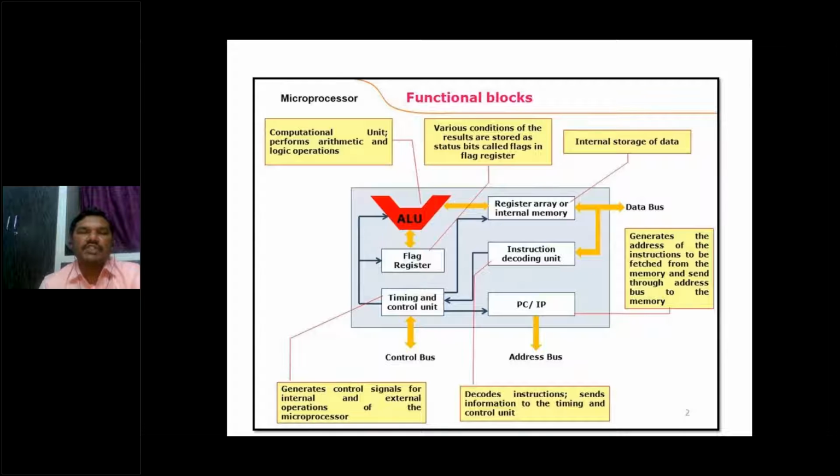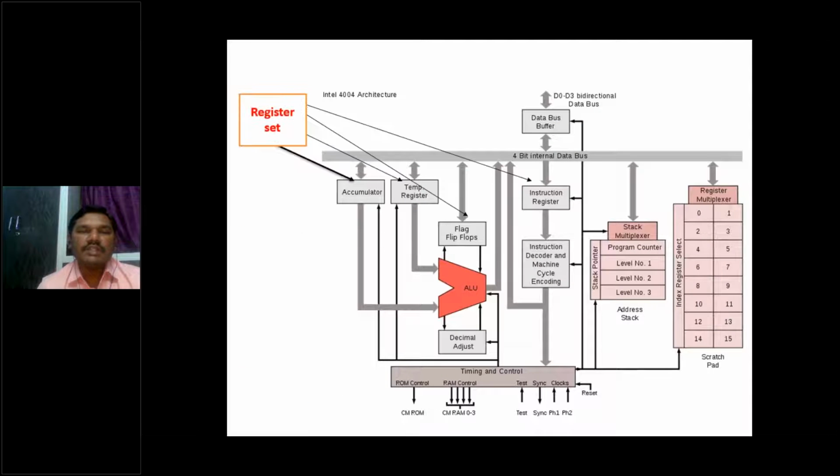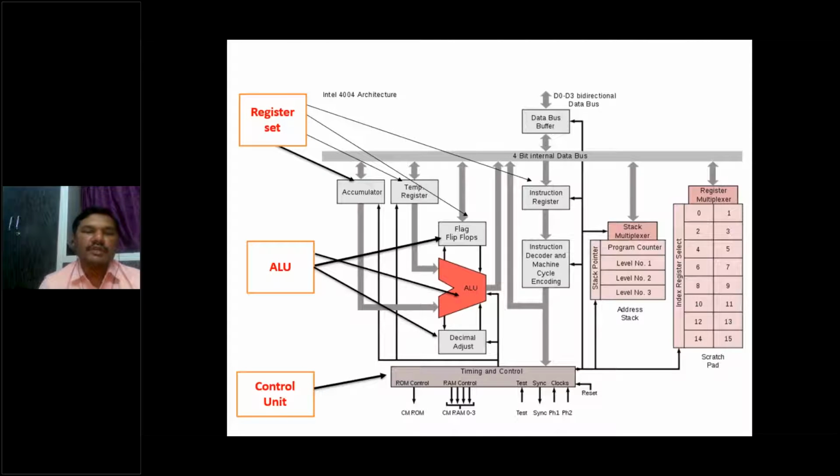And this is the functional diagram of any processor. A functional diagram means what are the different blocks and what is the functionality of each block. This is the 4004 microprocessor. We know that any processor will have three sets: one is register set, second one is ALU unit, and third one is control unit. These are the three main blocks inside the microprocessor. Different blocks are categorized into three parts only: register set, ALU, and control unit.